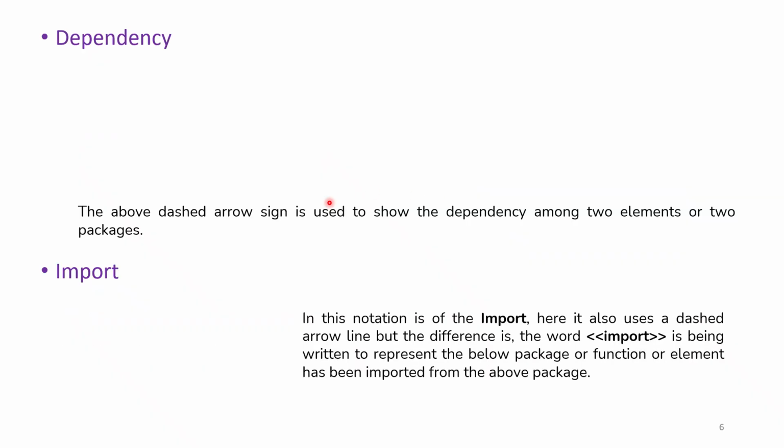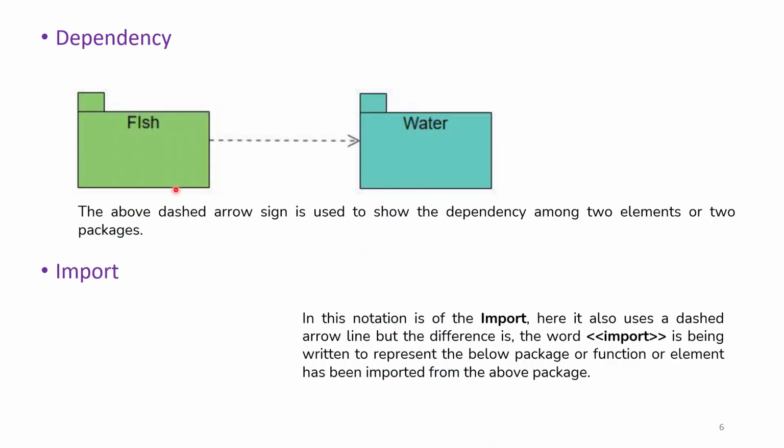Now, dependency and import. How can we differentiate the dependency and the import between two different packages? Think of fish and water. The fish can exist only if there is water, which means the fish depends on the water. So the dashed arrow indicates the dependency among two different elements, or it can be the same element of the packages.